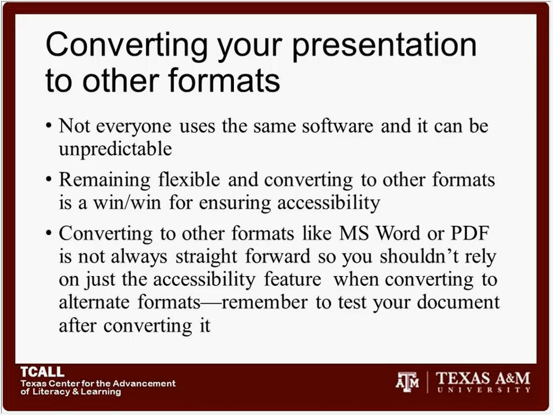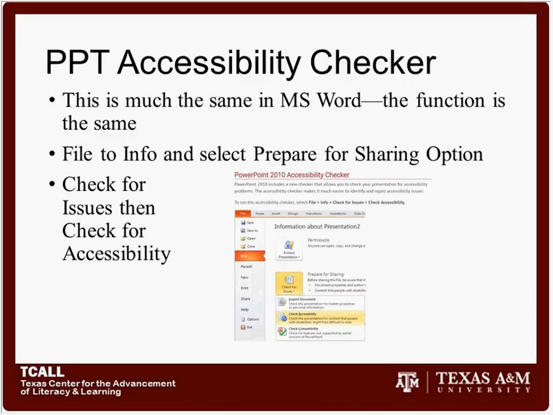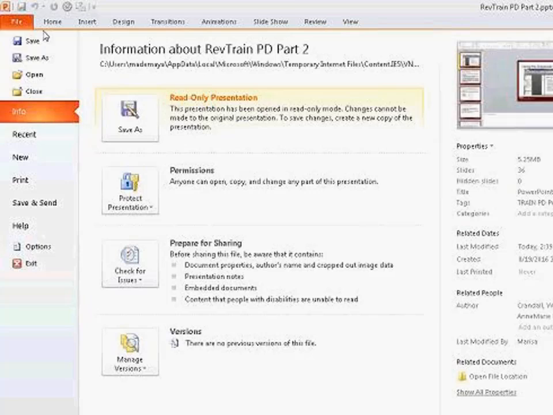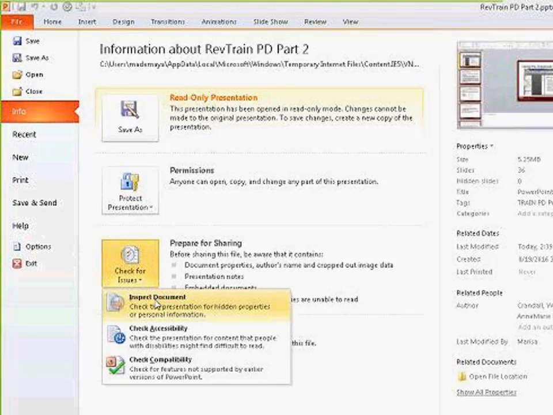How do you use the accessibility checker? This is your other best friend. This is much the same in MS Word. The function is the same, but you basically use the File menu, and I'm going to do that here. I'm going to share my screen. You're going to go down to Info. It's already popped up there. And it's going to ask you to inspect the document, check accessibility, or check compatibility.